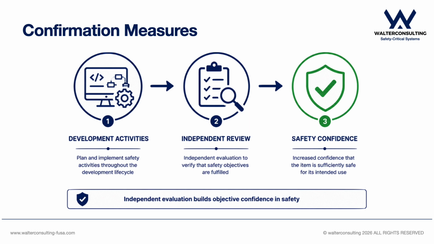Part 2 also introduces the concept of confirmation measures. These activities provide additional confidence that safety-related work has been performed appropriately. A key principle is independence. Independent evaluations can help identify issues that might otherwise remain unnoticed. The objective is not to replace development activities. Instead, confirmation measures provide an additional layer of confidence that functional safety objectives are being achieved.